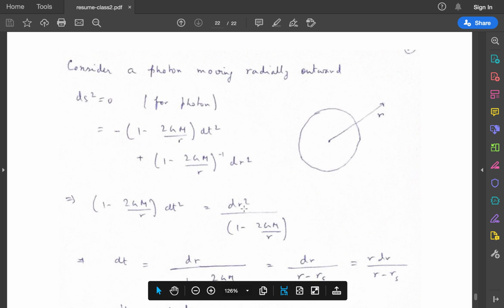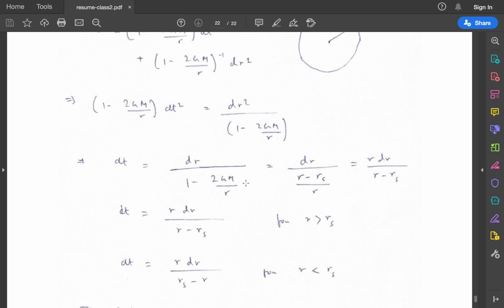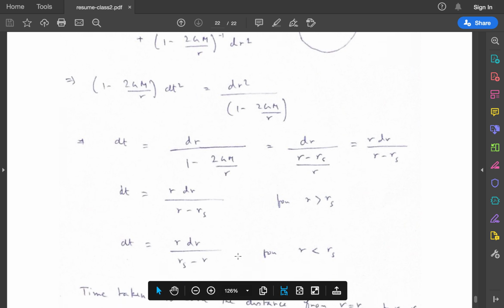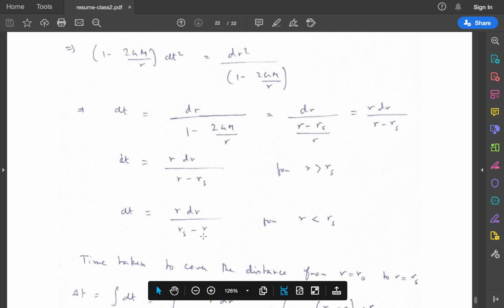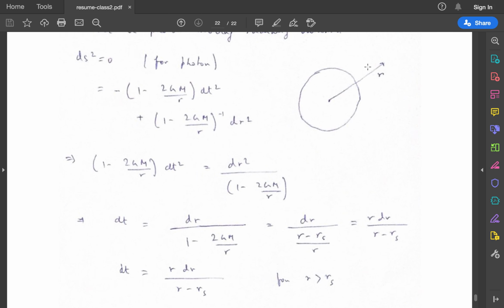If it is 0, we can equate that and write dt in terms of dr. Let us write 2GM in terms of the Schwarzschild coordinate rs. So dt is equal to nothing but r dr by r minus rs, and this is the case for r greater than rs. We have taken the positive sign for r greater than rs, and this will be negative for r less than rs. So for r less than rs, dt equals r dr by rs minus r. So this is the Schwarzschild radius, and this is some r.